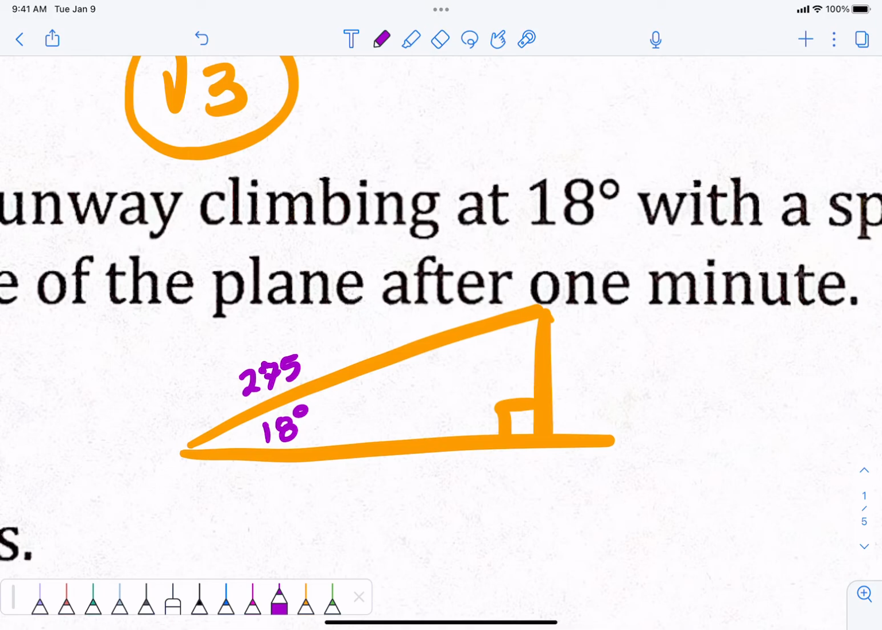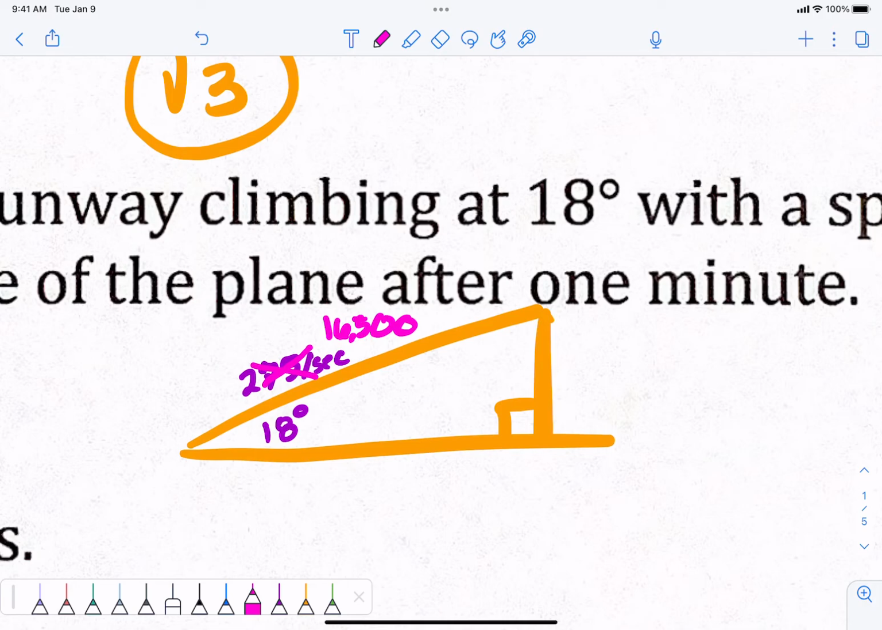So times 60. After 1 minute, it will have gone 60 seconds, which means it will have gone a distance of how far? 275 times 60. 16,500. Perfect. That's the distance it's gone in that diagonal path after 1 minute.